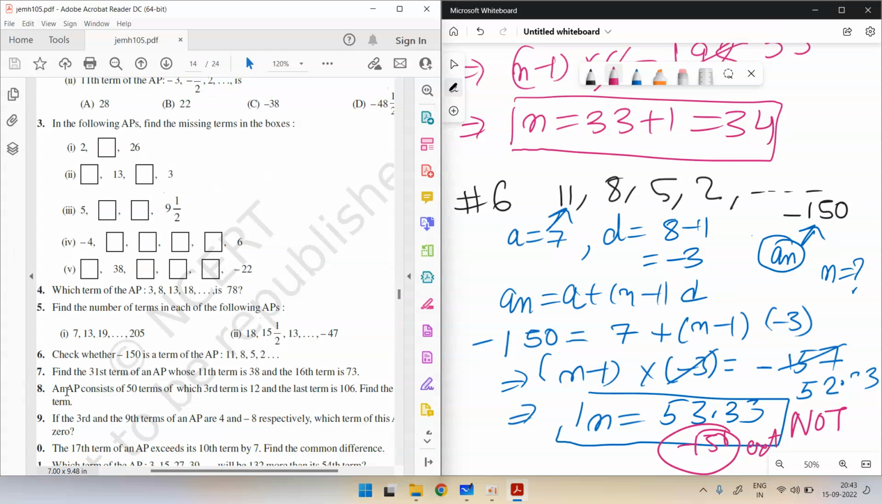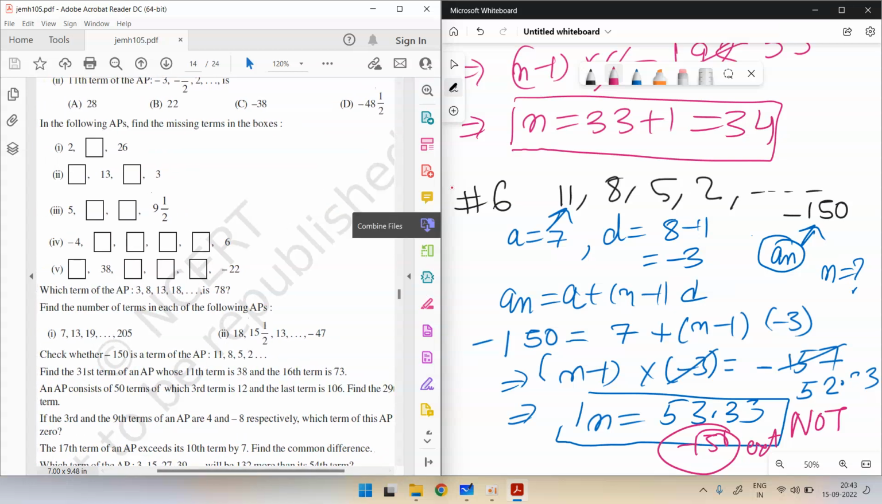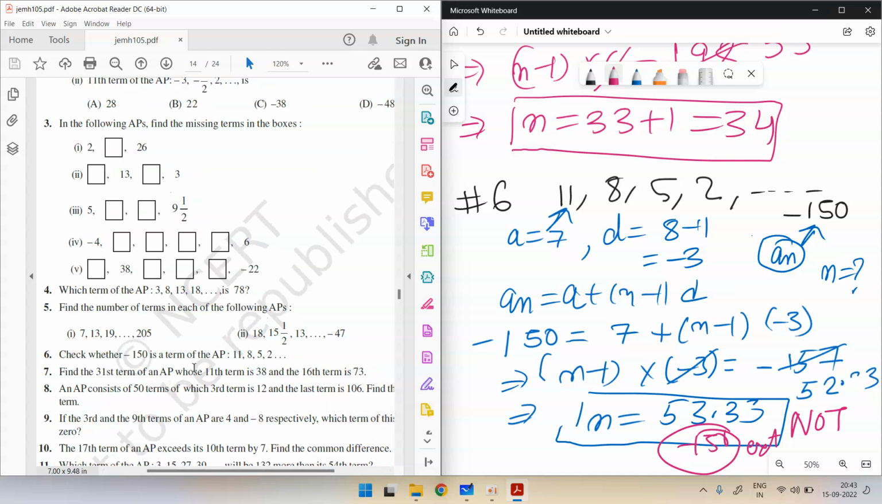What is next? An AP consists of 50 terms, of which the third term is 12 and the last term is 106. Find the 29th term. Question number 7: find the AP if the 11th term is 38 and the 16th term is 73.